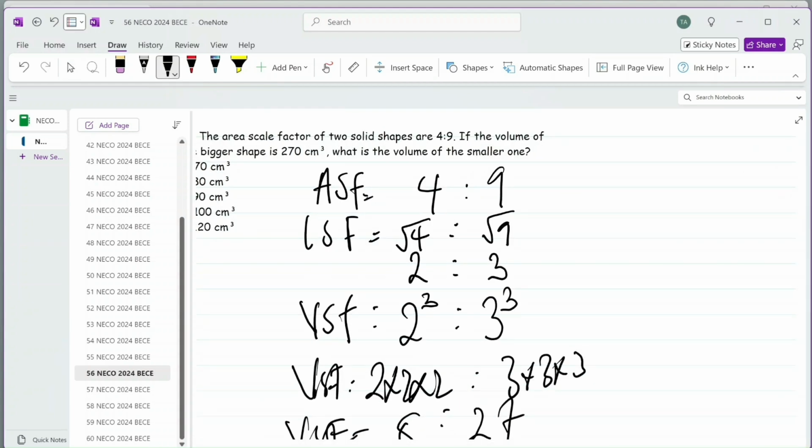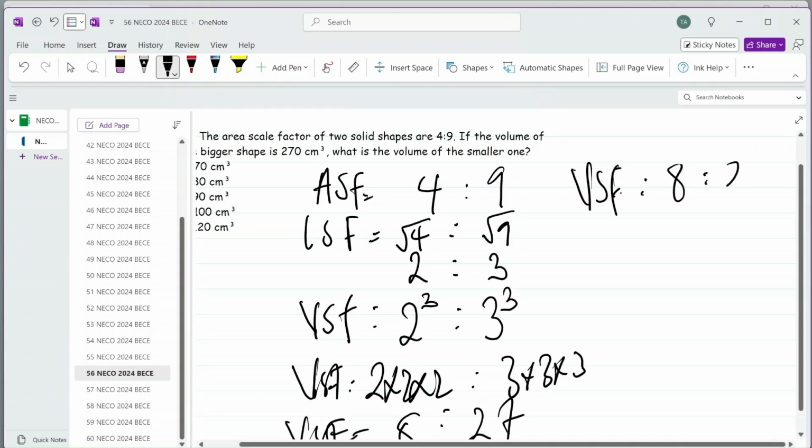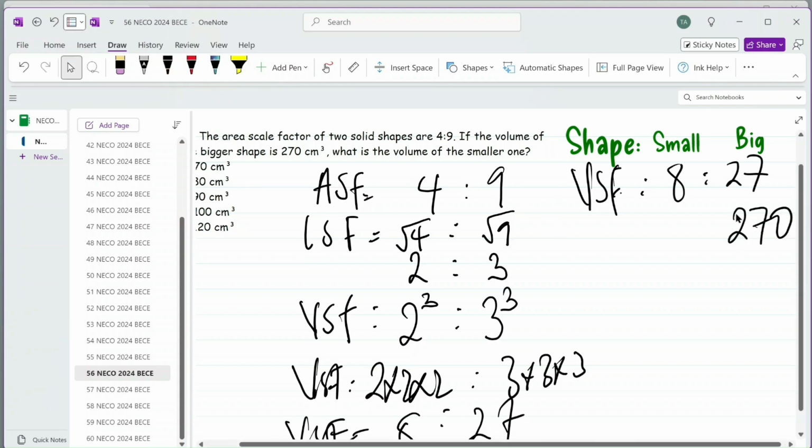We can put it by the side. Volume scale factor is 8:27. The ratio 8 stands for the smaller shape, while the bigger ratio, which is 27, stands for that of the bigger shape. And since we are given the volume of the bigger shape to be 270 centimeters cube, there are two ways to actually solve this question. Either you look at 27. How would 27 give you 270? What would you multiply by 27 to give you 270? You have to multiply 10 by it, or you can divide 270 by 27 to know what you will multiply by 27 to give you 270.